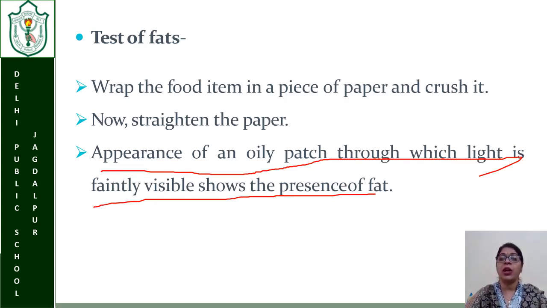So if the oil makes it translucent from the food, suppose you have taken an apple and you crushed and pressed it, will it have oil patches? No, because apple is not a source of fat. But in case you take peanuts, you crush them, fold and wrap them in the paper and crush it like this, and then you straighten it, you will see some oil patches on the paper due to the peanuts. Why? Because peanut is a source of fat. Okay, children.